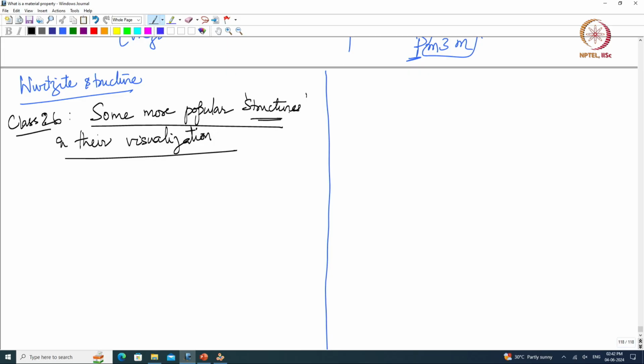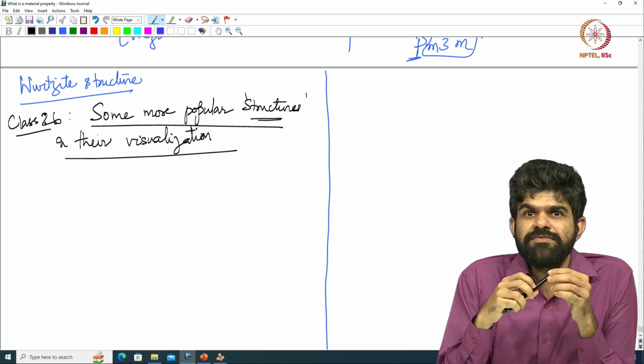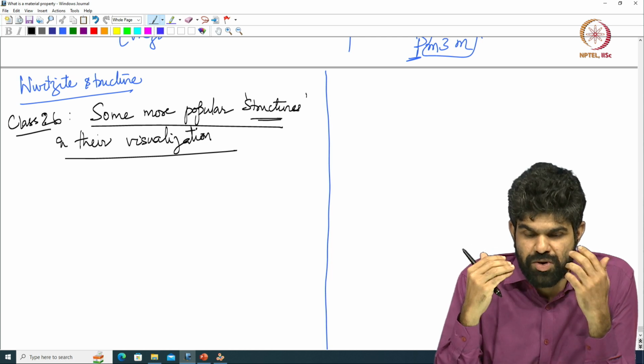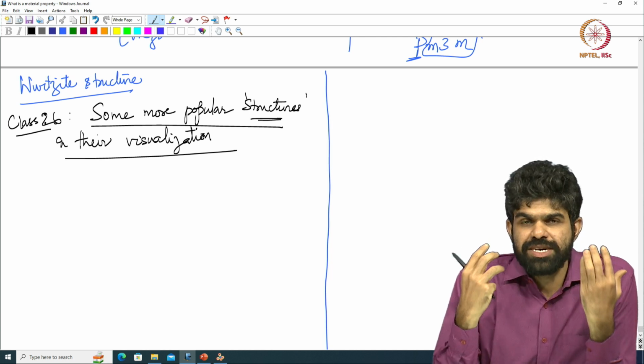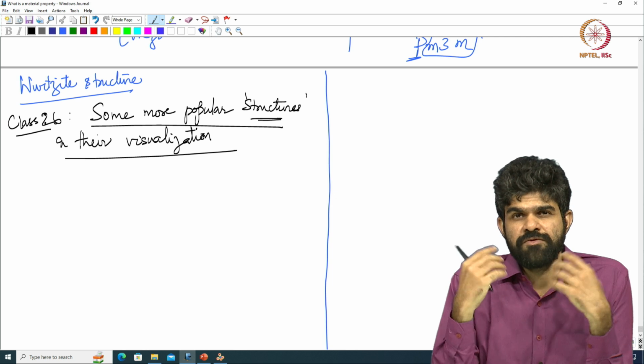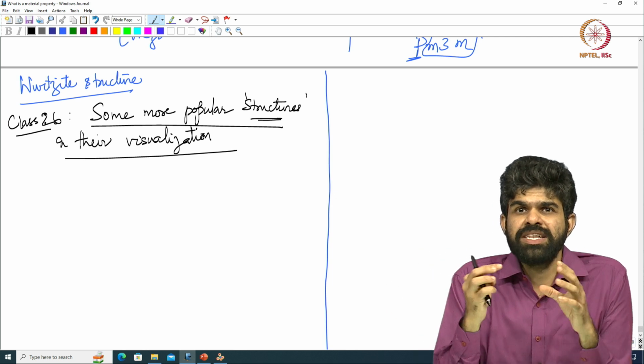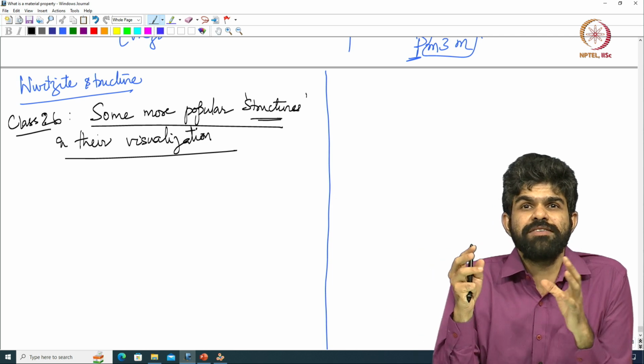So in this class we will be looking at certain standard popular structures, without really meaning that these mean crystal structures, because crystal structure has a particular connotation. A lattice plus basis, that is the sort of crystal structure that has a particular connotation. But here by structure what I mean is structure derived out of some name of a mineral, and there are several such compounds which have a similar structure.